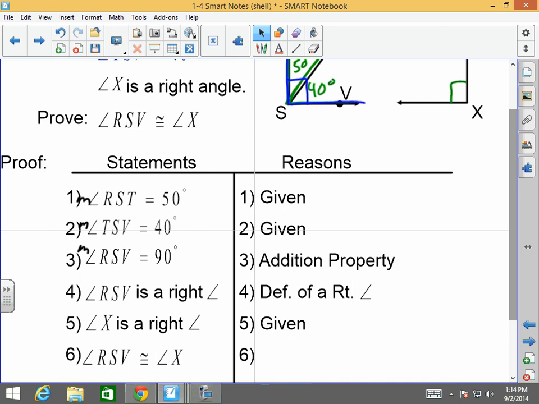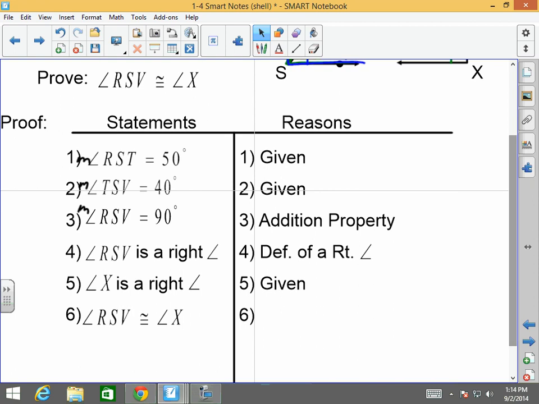Because, no, not they have the same. No, not if they have the same measure. Thank you. If two angles are right angles, then they're congruent. Now, to go back to what my boy said, we cannot use in this case, if two angles have the same measure, then they are congruent.